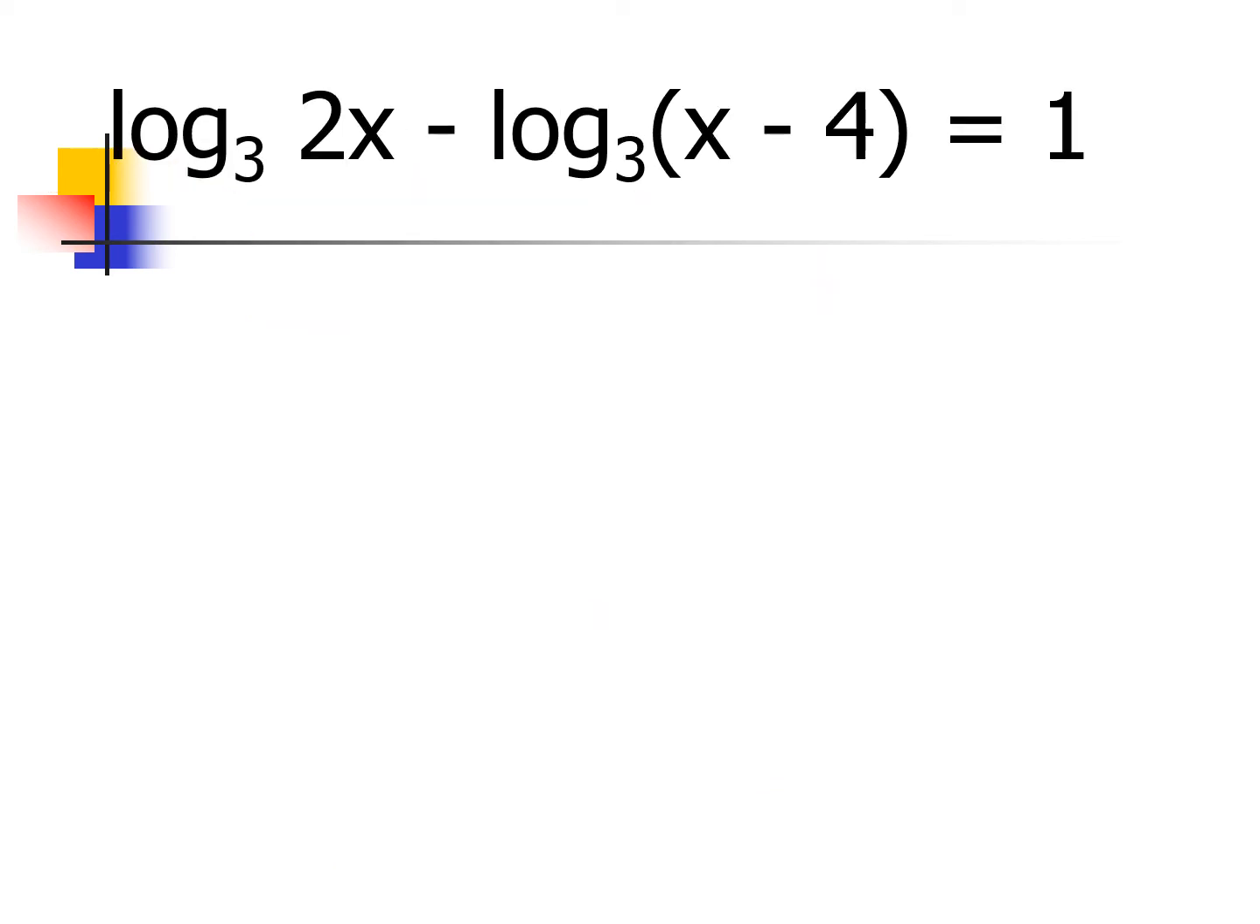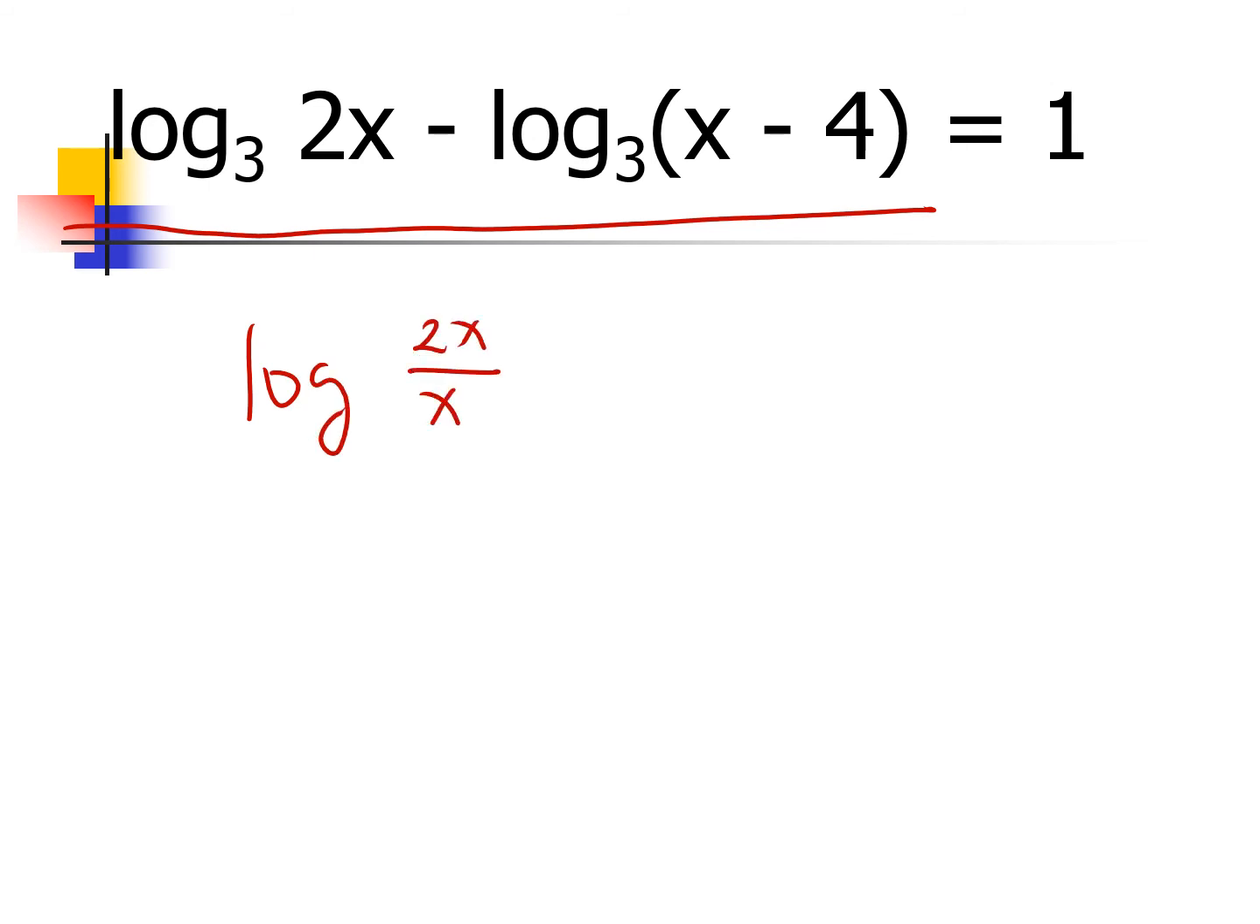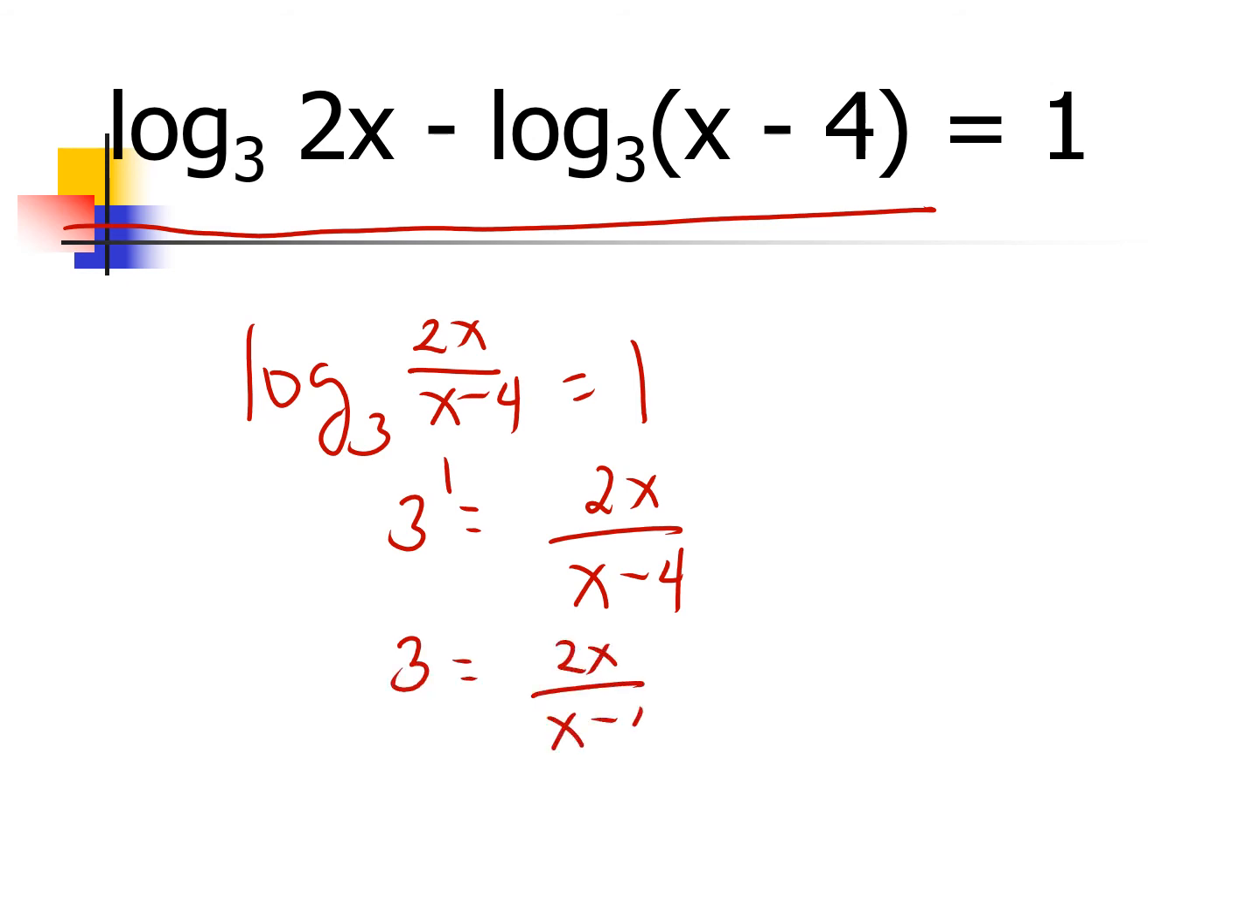Let's try this. Logarithm of 2x to the base 3 minus logarithm of x minus 4 to the base 3 equals 1. Since parehas ng base ito, pwede po natin siyang pagsamahin. It will be logarithm of 2x over x minus 4 to the base 3 is equal to 1. Now, transforming this into an exponential form, it will be 3 raised to 1 is equal to 2x over x minus 4. Now, 3 raised to 1 is equal to 3, so it will be equal to 2x over x minus 4. Multiplying both sides by x minus 4, it will be 3 quantity x minus 4 is equal to 2x.